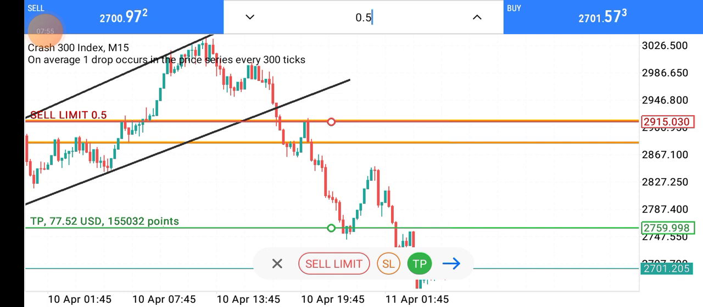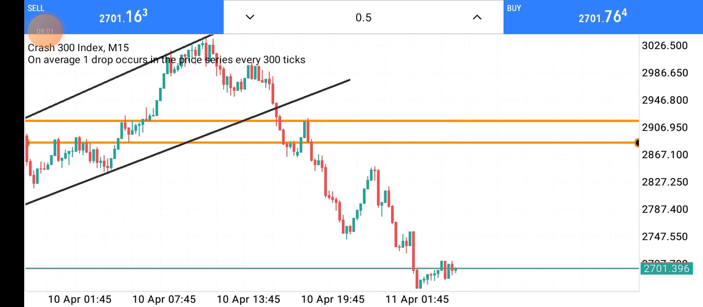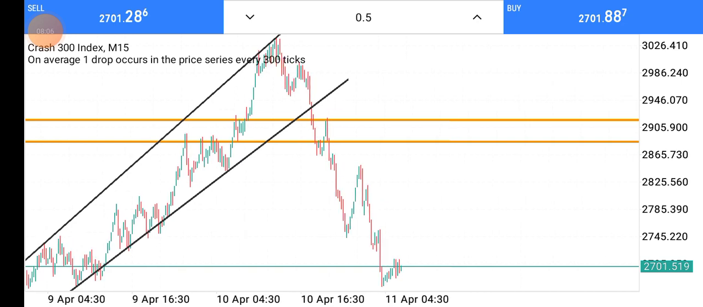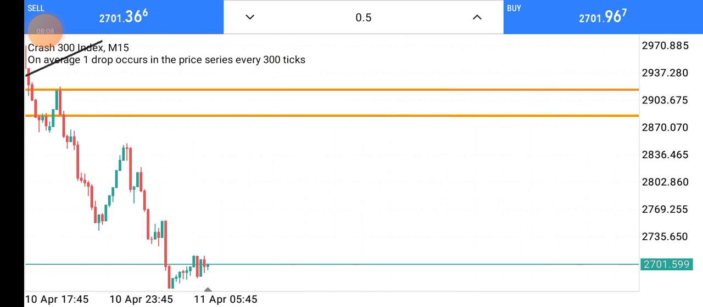And you are catching the spikes at sniper entry, guys. So it is very simple. This strategy is very simple. The only thing is that people do not want to see things very simple.